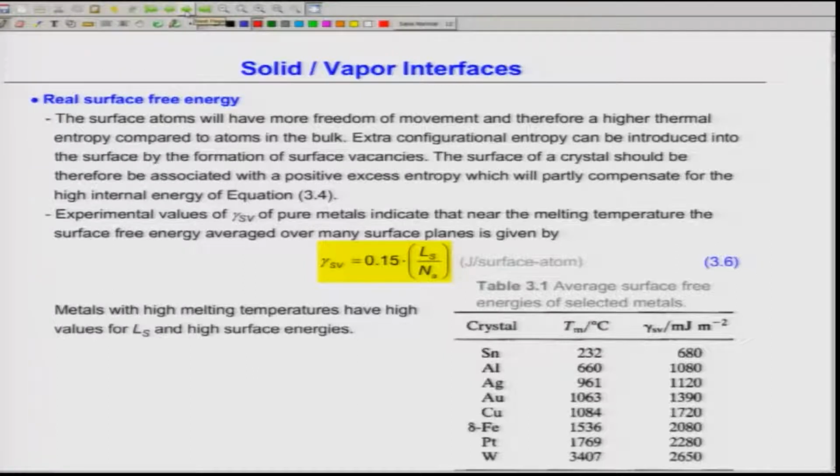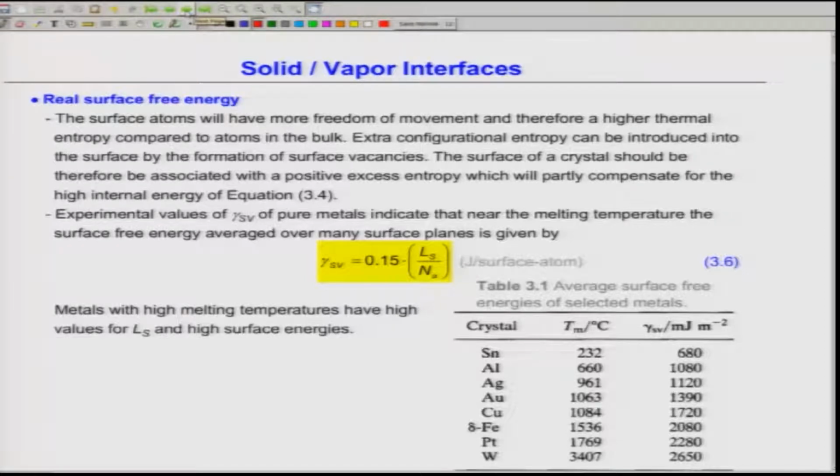And because surface atoms have more freedom, the configuration can be easily changed. That is why the value of gamma actually calculated will be less than what we calculated in the model, and people have seen the value is actually 0.15 multiplied by Ls by Na, not 0.25. 0.25 is a little overestimation compared to the assumptions which you have made.